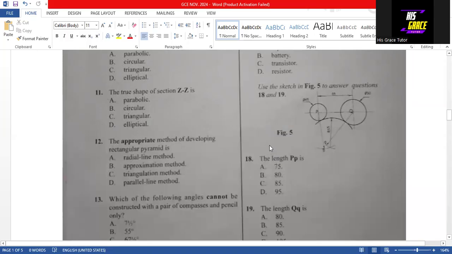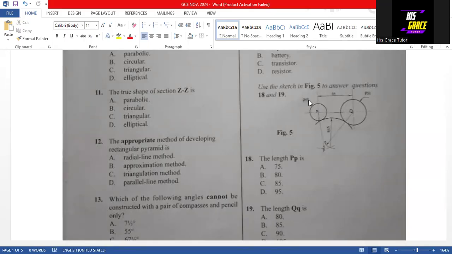Then question 18 and 19. We have to make use of this diagram to answer question 18 and 19. And question 18 says that the length PP is, so the length PP is here. So we have length PP at this from here to here. And look at the diagram. The diameter of this circle, they put 45 here, and for this one, they put 50 here. So there's an error in this one.